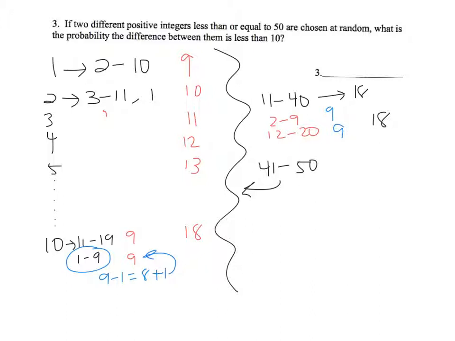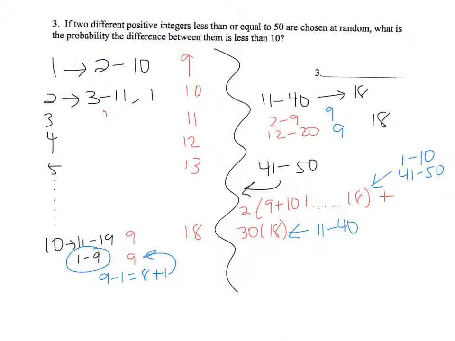Okay, so in total, the number of ways that I can choose 2 different positive integers that have a difference between them that is less than 10, that's going to be 2 times 9 plus 10 plus all the way to 18 plus 30 times 18. Now, this is for those numbers 1 through 10 and then 41 through 50. This is for all those numbers 11 through 40. This gives me a total of 810. So those are my successes.